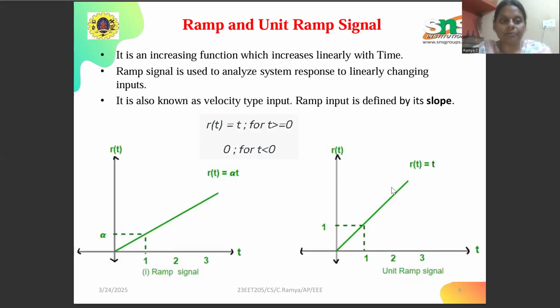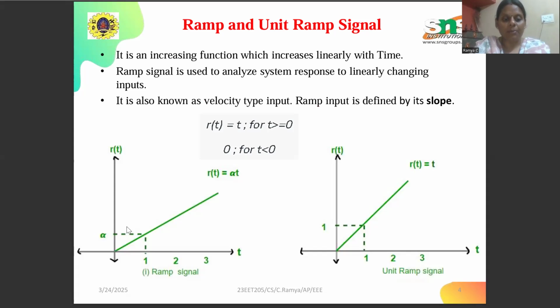The ramp signal is an increasing function which increases linearly with time. From this graph, you can see that if your time value is increasing, there are corresponding changes in the response also. That's why we are representing r of t equal to t for t greater than or equal to 0, else r of t is 0 for t less than 0. It is used to analyze the system response, which changes linearly according to its input. It is also known as the velocity type input, and we can define it by its slope.